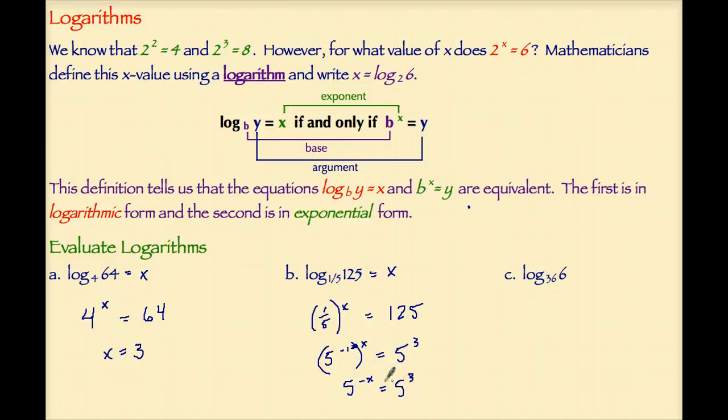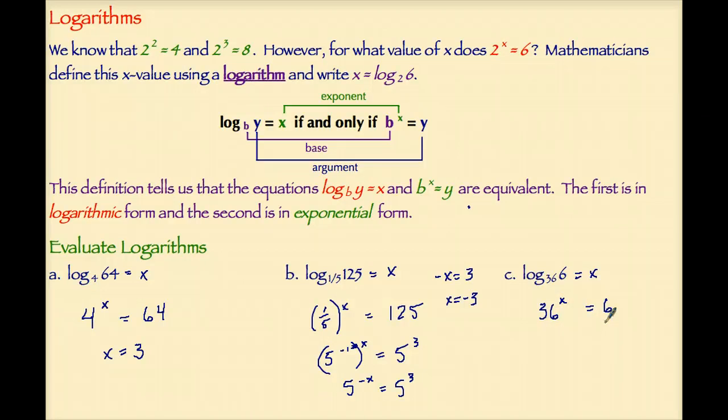Now that the bases are the same, I can drop the bases and just make a little mini equation with the exponents. Negative x equals 3, therefore x equals negative 3. Let's do this again for our last example. Log base 36 of 6 is what? It's asking us what exponent of 36 is equal to 6.